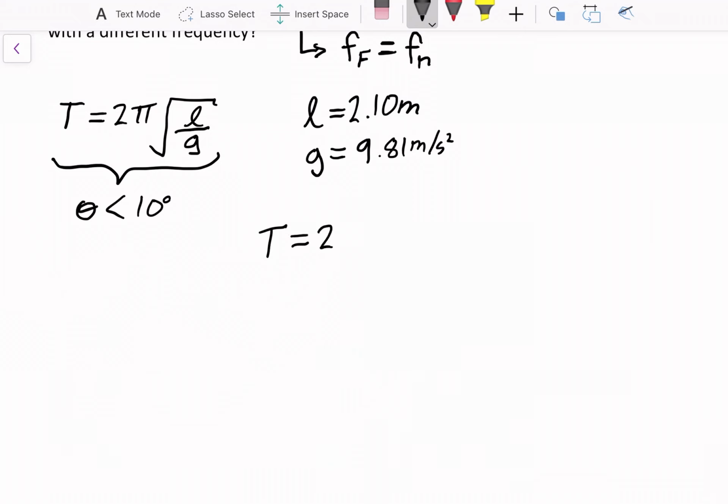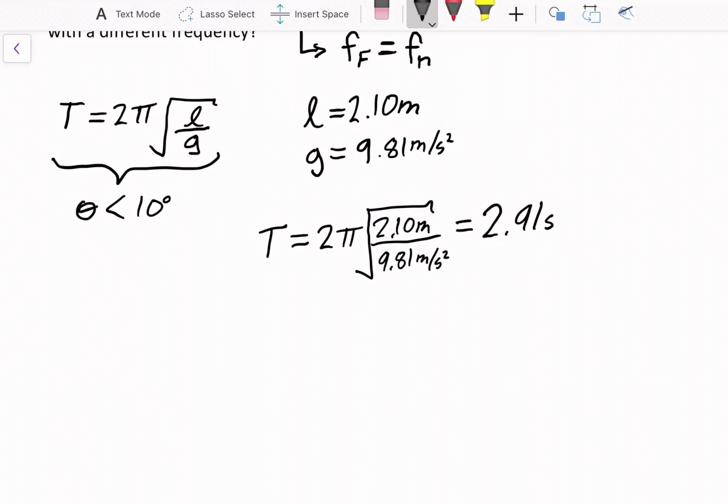The period is equal to 2 pi times the square root of 2.10 meters divided by 9.81 meters per second squared. And if we calculate this out, we find that we get a period of 2.91 seconds. So every 2.91 seconds, we're going to have to push in order to keep the person going and to keep increasing the amplitude. But that's not what the question is asking. It's asking what is the frequency.